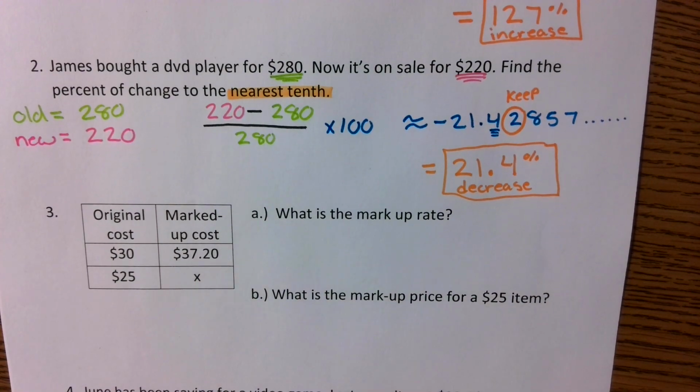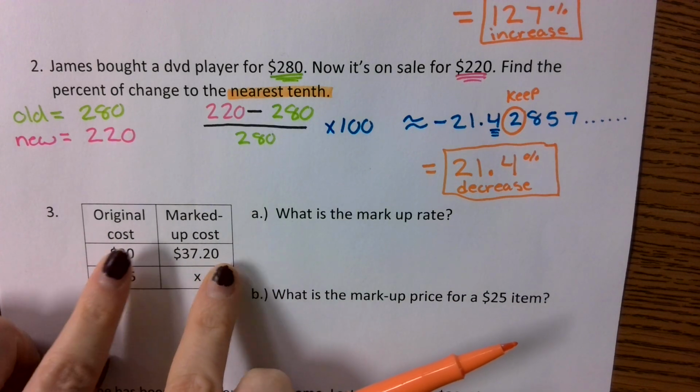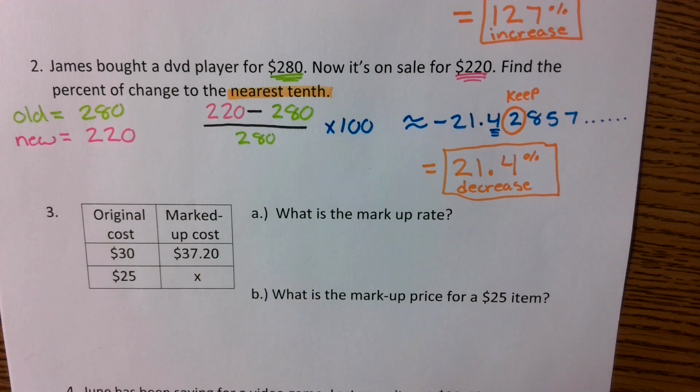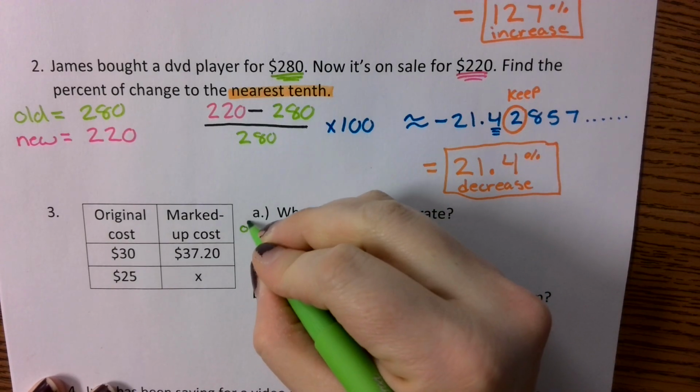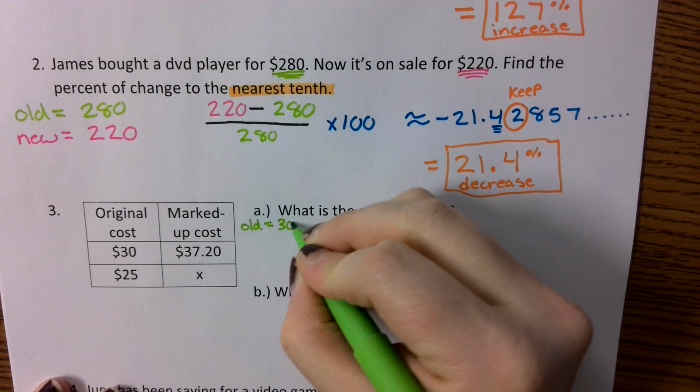All right, let's take a look at problem number 3. We want to know the markup rate. Basically, what is the rate of change that's occurring as we are going from an original value to a marked up cost? So they're giving us 2 values here. We need to identify which one, again, was the old. Which value here is my old? $30 is my old.